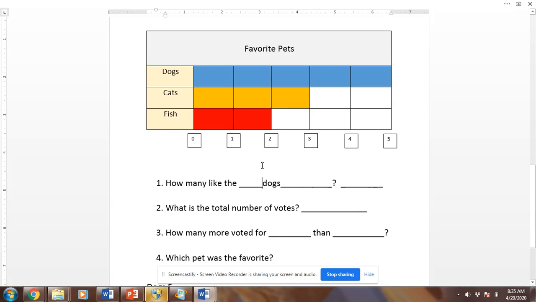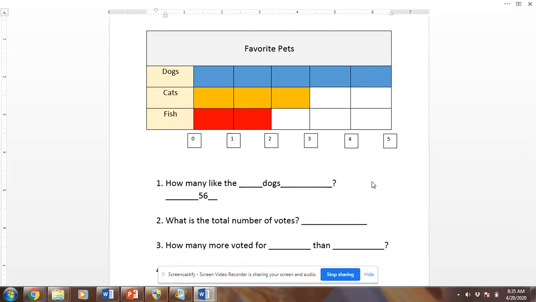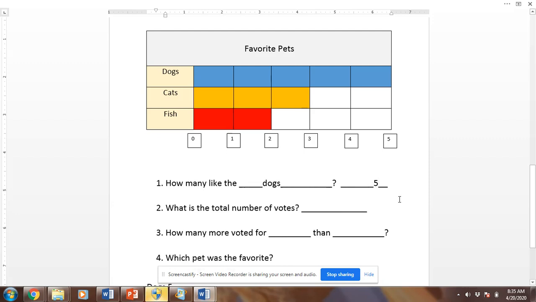All right, so I'm going to go back up here. Here are my dogs. I'm going to slide across and go down to my number. All right, 5, right? So I know 5 for our dogs, not 56, but 5. Excellent. Let's answer this question. What is the total number of votes? Okay, so the total number of votes, boys and girls, means we have to count up all of our votes to see how many people voted on this graph.